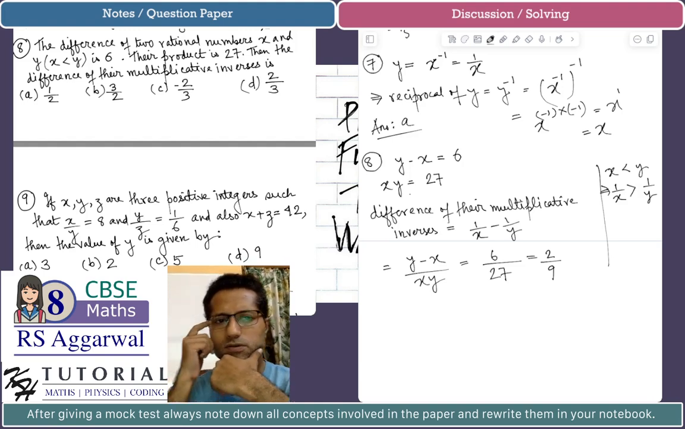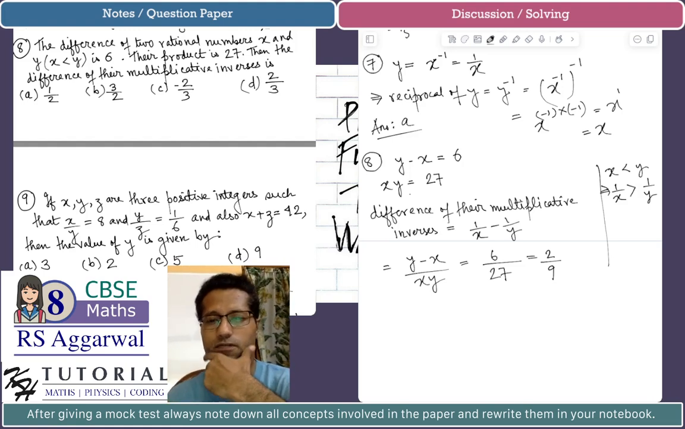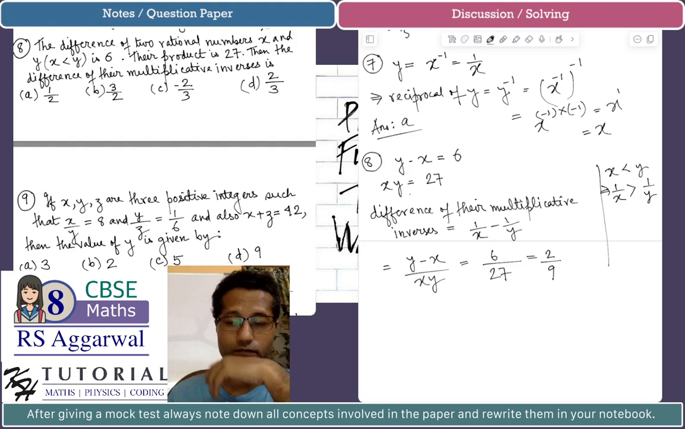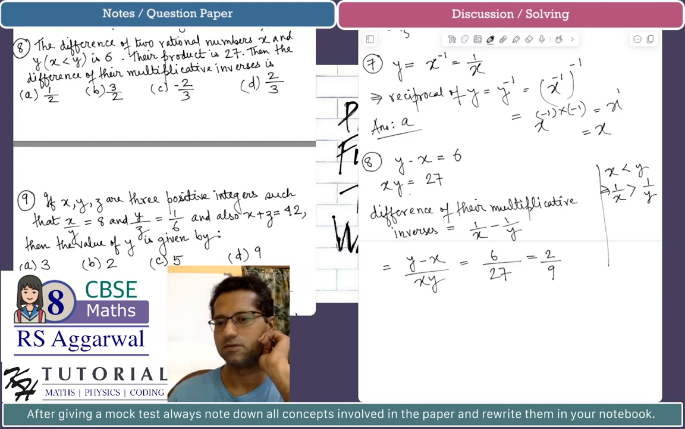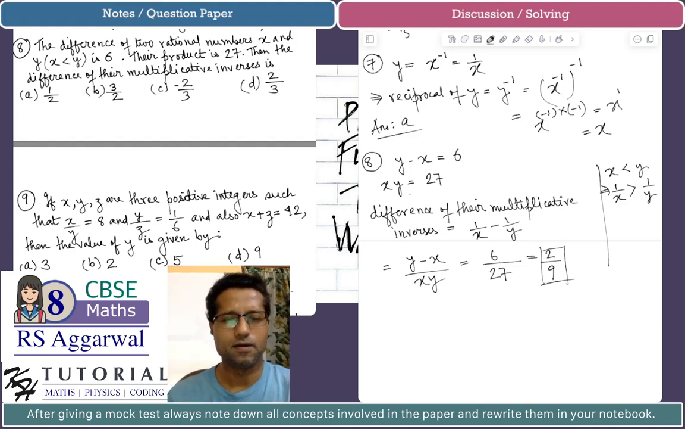The difference of two rational numbers x and y, where x is less than y, so y minus x is 6. The product is 27, that is xy is 27. Since x is less than y, we have 1 by x greater than 1 by y. So the difference of the multiplicative inverses will be 1 by x minus 1 by y. If you simplify this, taking the LCM of x and y, which is basically xy, you will have y minus x by xy. This is equal to 6 by 27, which is equal to 2 by 9. So 2 by 9 is the correct answer, though I think I have written the choices incorrectly.